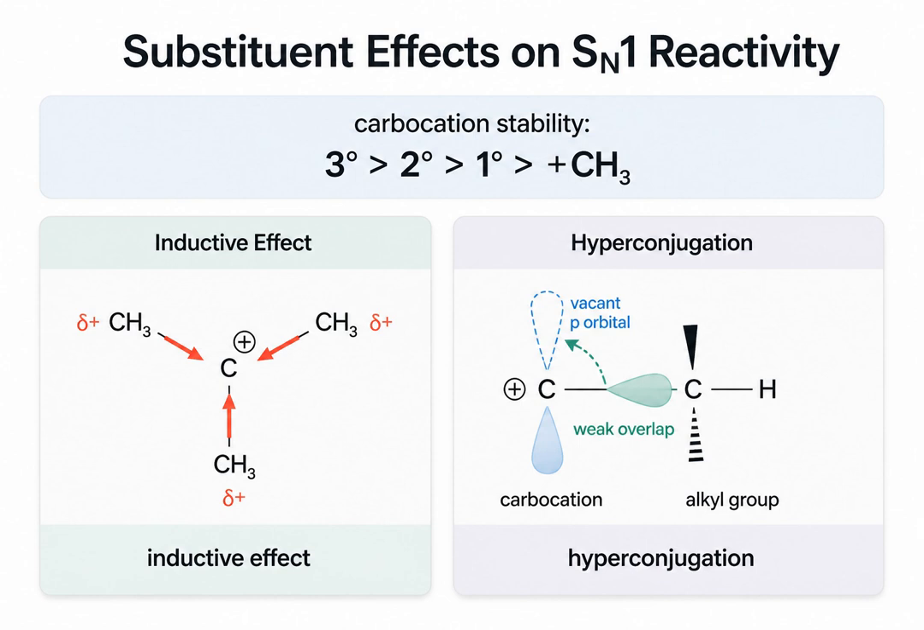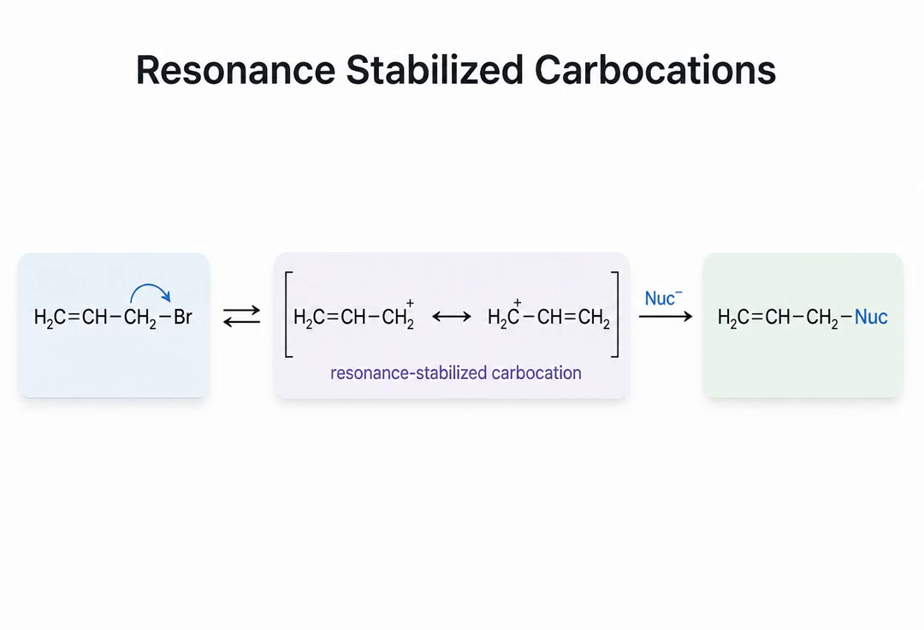Tertiary halides are the fastest, followed by secondary. Primary and methyl halides are so unstable, they generally do not undergo SN1 reactions at all. Notice this is the exact opposite trend of SN2 reactivity. Beyond inductive effects and hyperconjugation, resonance plays a massive role in stabilizing carbocations. If a carbocation can delocalize its positive charge across multiple atoms through resonance, it becomes significantly more stable.